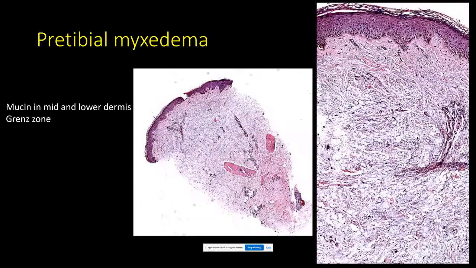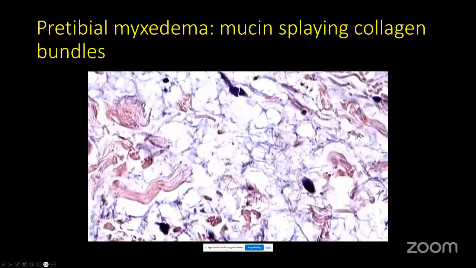So here's an example of pretibial myxedema. This is from the old scanner, which is not as nice as the newer ones, but you can see usually a little grenz zone sparing. You can see this light blue coloration, and the collagen bundles are splayed. I have a better example. Here's a higher power showing collagen bundles splayed by this grainy mucin deposition.